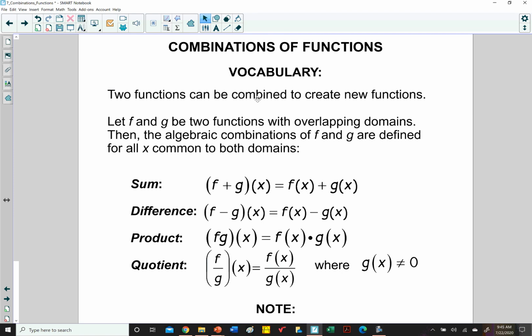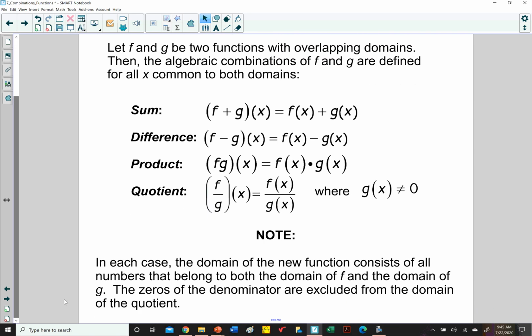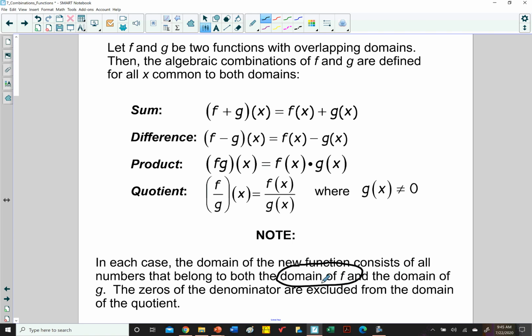As long as the two functions have overlapping domains, we can add, subtract, multiply, and divide functions to create totally new functions from those operations. It's important to note that in each case, the domain of the new function has to have all the numbers that belong to both the domain of f and the domain of g. And we can't have any zeros in the denominator when we're having a quotient of two functions.